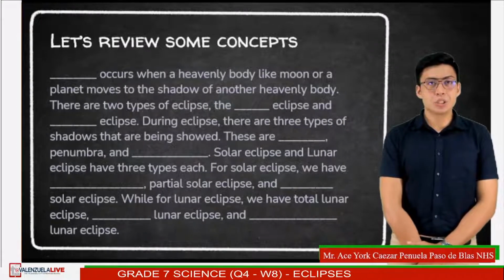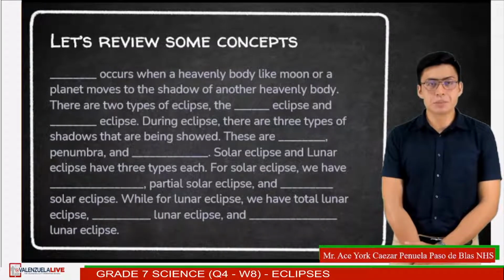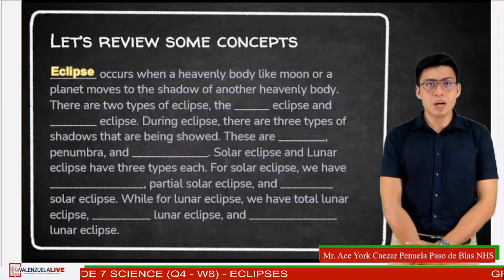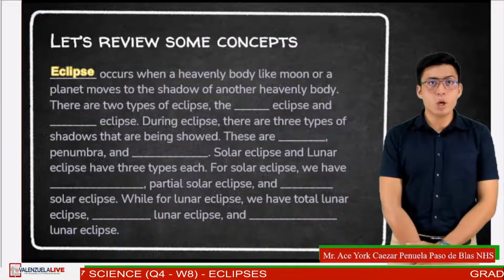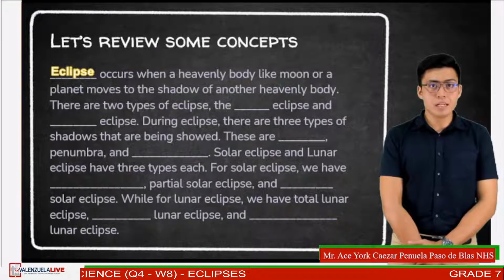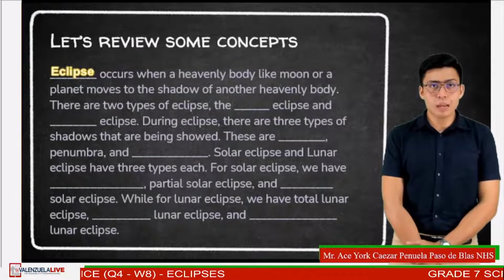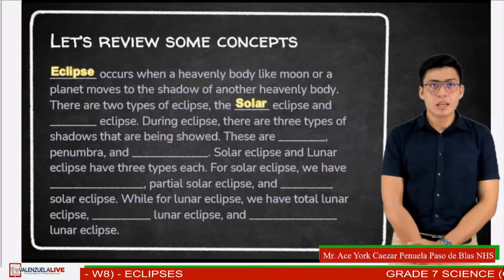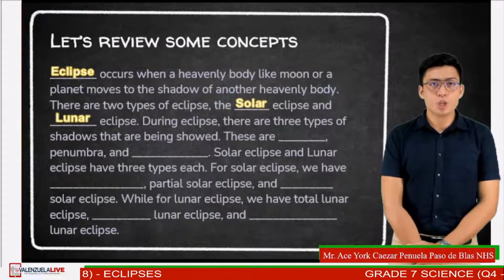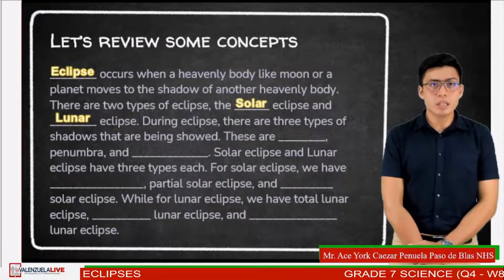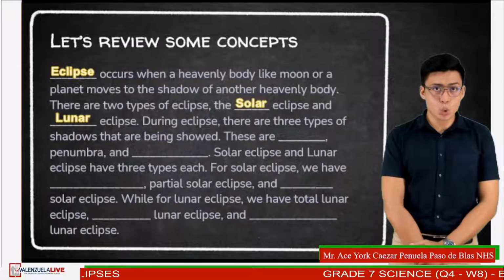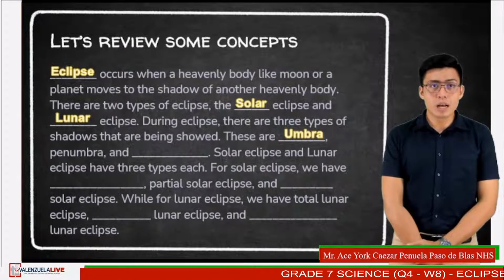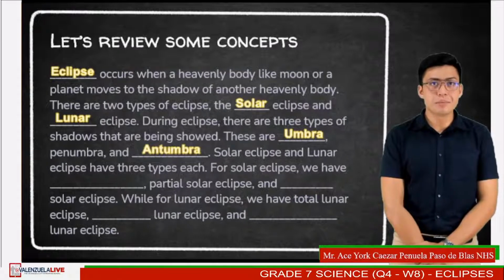Let us now answer these concepts. Eclipse occurs when a heavenly body, like a moon or planet, moves into the shadow of another heavenly body. There are two types of eclipse: the solar eclipse and lunar eclipse. During eclipse, there are three types of shadows that are being shown. These are umbra, penumbra, and antumbra.